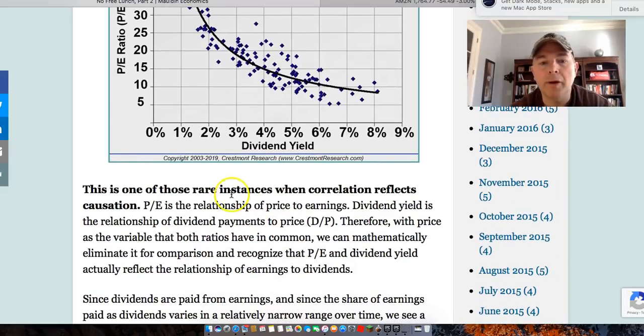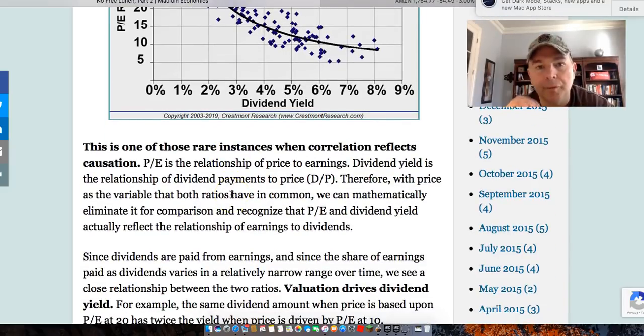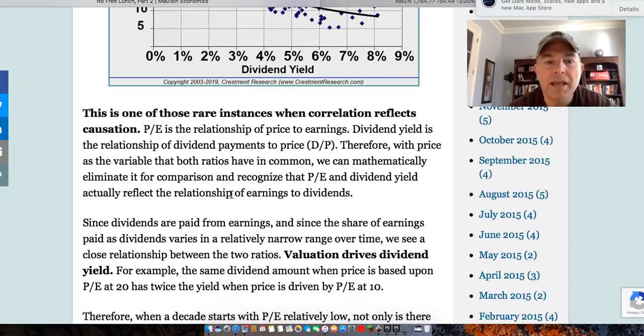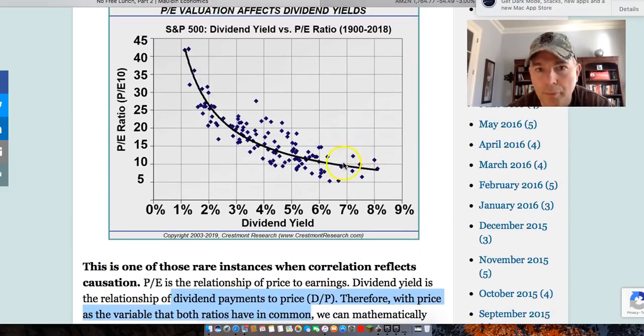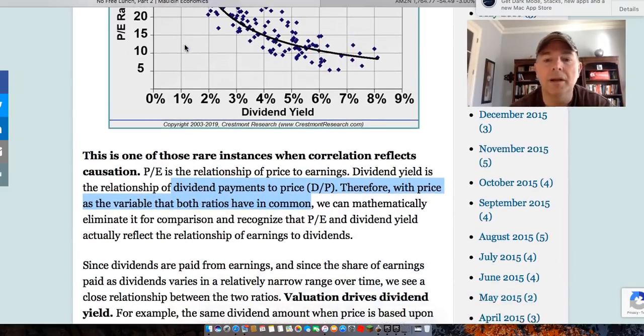This is one of those rare instances when correlation reflects causation. PE is the relationship of price to earnings. Dividend yield is the relationship of dividend payments to price. I talked about this yesterday. I cannot stress this enough. If it's a high dividend yield, it means it's a low price. If it's a low dividend yield, it means it's a high price.